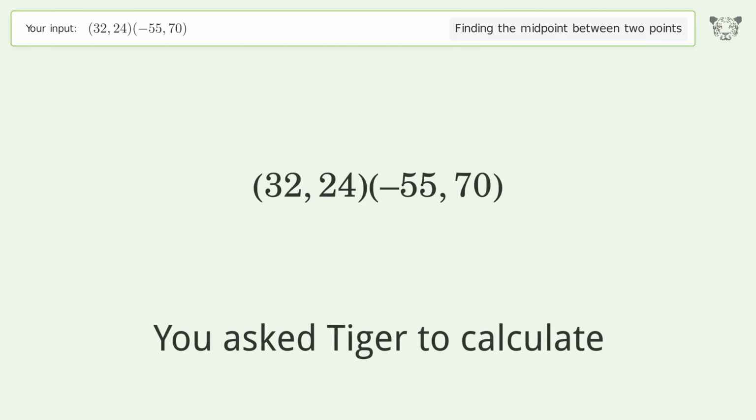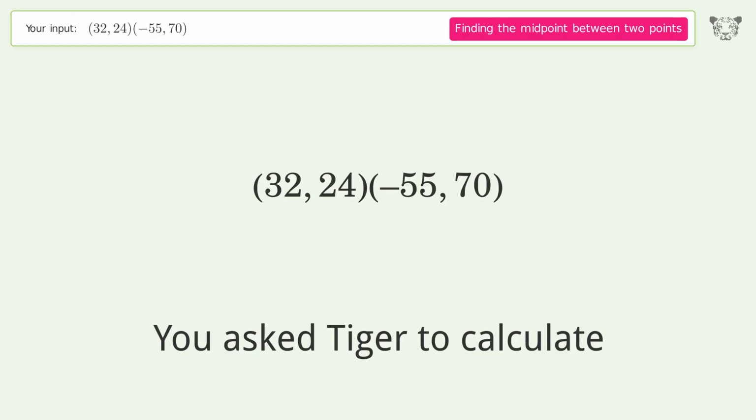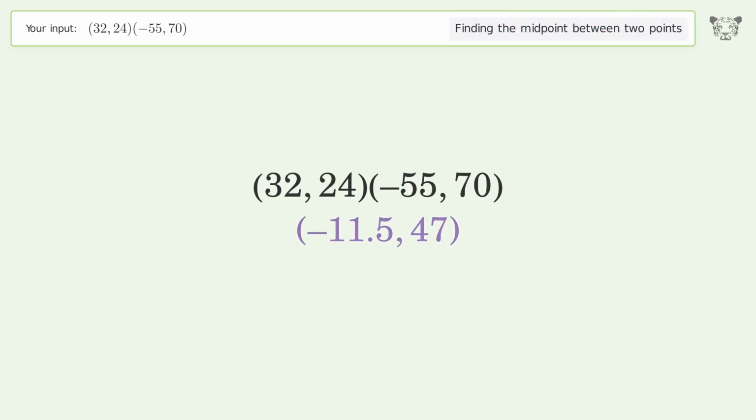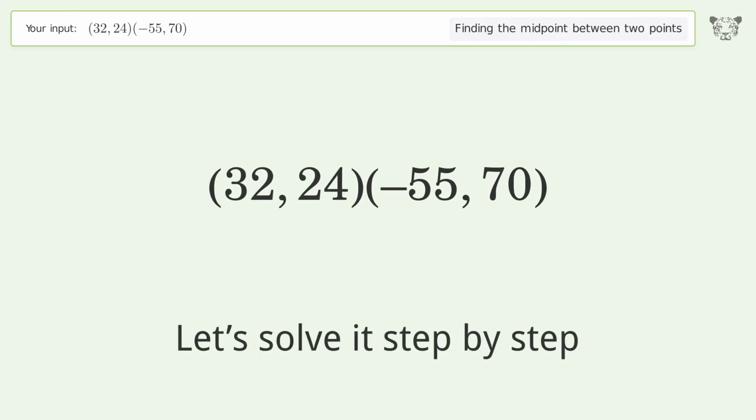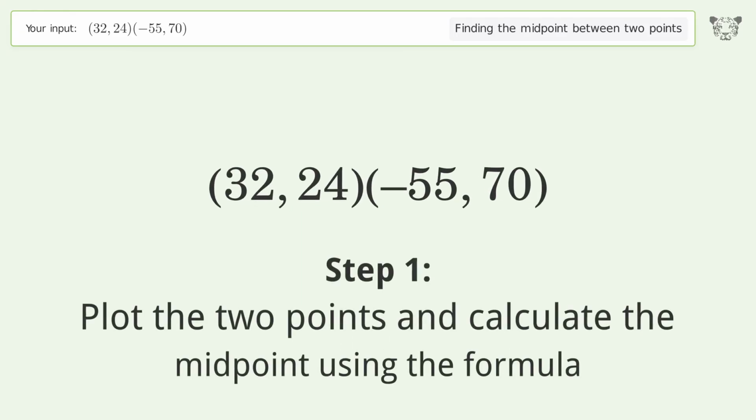You ask Tiger to calculate. This deals with finding the midpoint between 2 points. The midpoint between the 2 points is negative 11.5, 47. Let's solve it step by step. Plot the 2 points and calculate the midpoint using the formula.